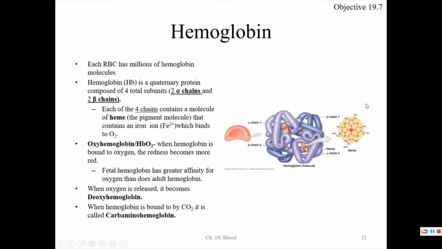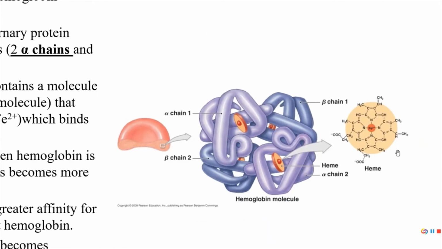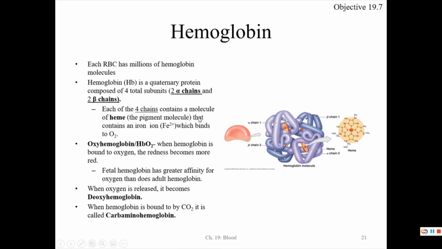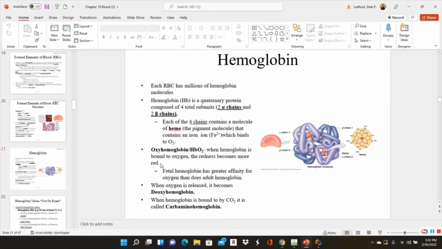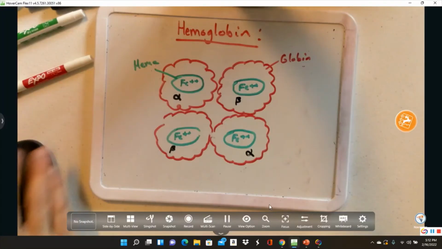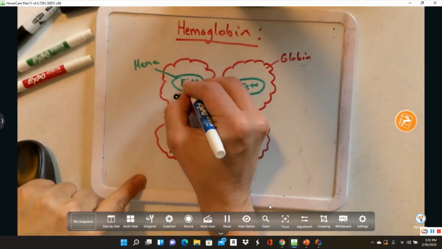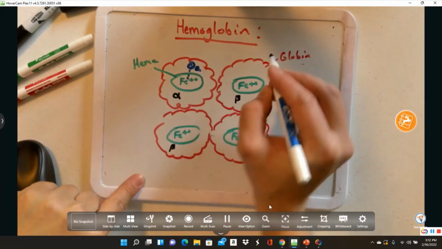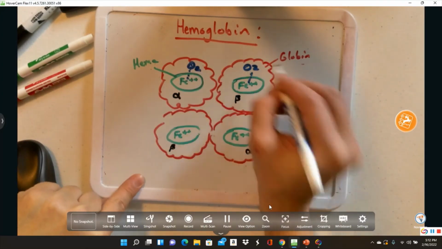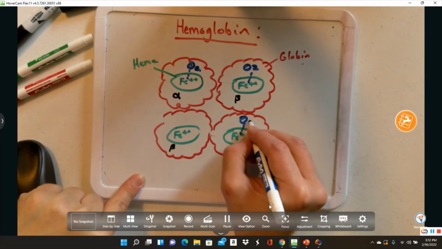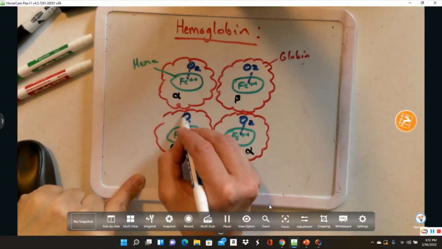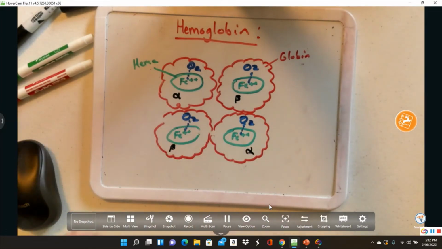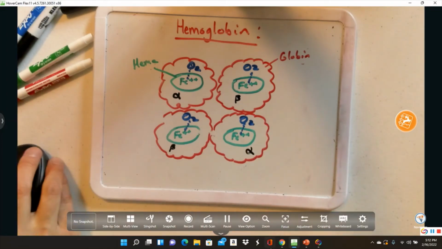And here you can actually see the heme. Heme is a disc, and remember a red blood cell is just a bag full of hemoglobin. These hemoglobins have 4 chains with a heme in the middle, Fe++. The heme is the thing that binds to the oxygen, and you can actually bind 4 O2s.